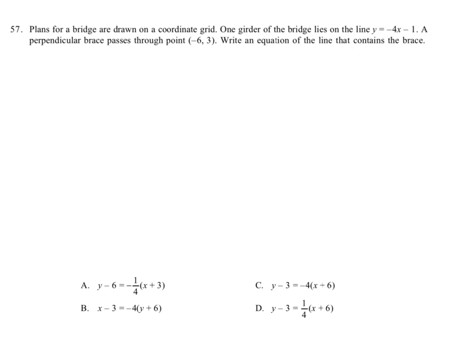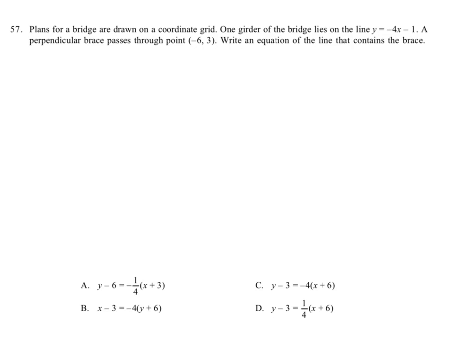Okay, this is a word problem, but it essentially is just asking you to do some of the standard math we've been doing here. Plans for a bridge are drawn on a coordinate grid. One girder of the bridge lies on the line y equals negative 4x minus 1. A perpendicular brace passes through point negative 6 comma 3. Write an equation of the line that contains the brace.